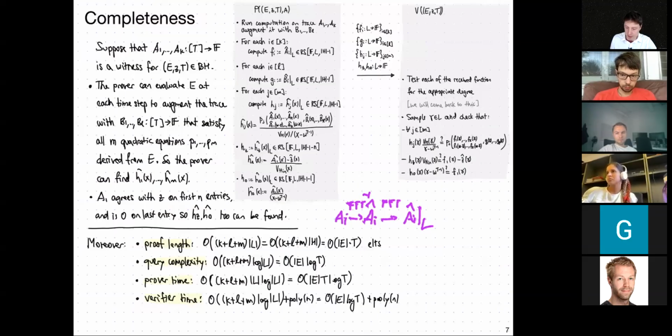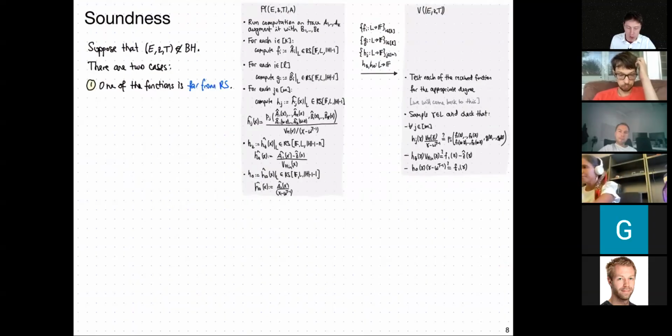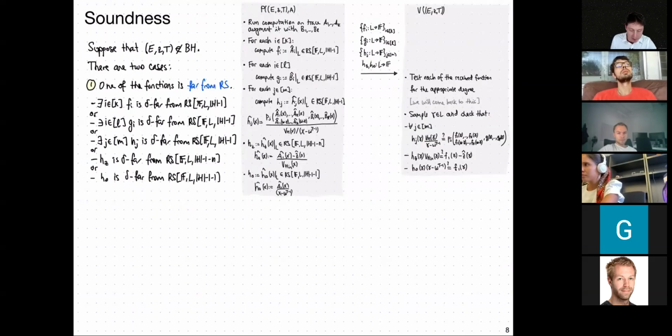Great. So soundness. Suppose that the instance is not in the language. There are two cases. Either one of the functions that the prover sent is far from the Reed-Solomon code. What does it mean? It means either one of the functions for the registers is far, or one of the functions for the auxiliary registers is far, or one of the witness functions is far. One of these things, and they all have potentially slightly different degrees, and I reported them here.